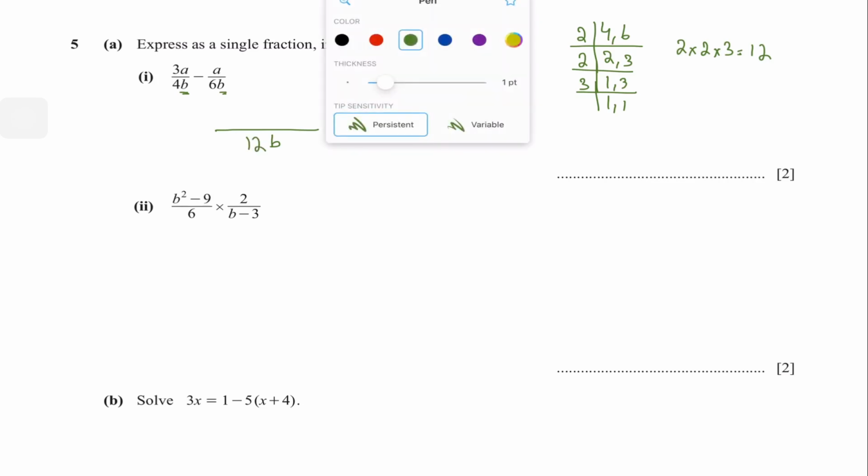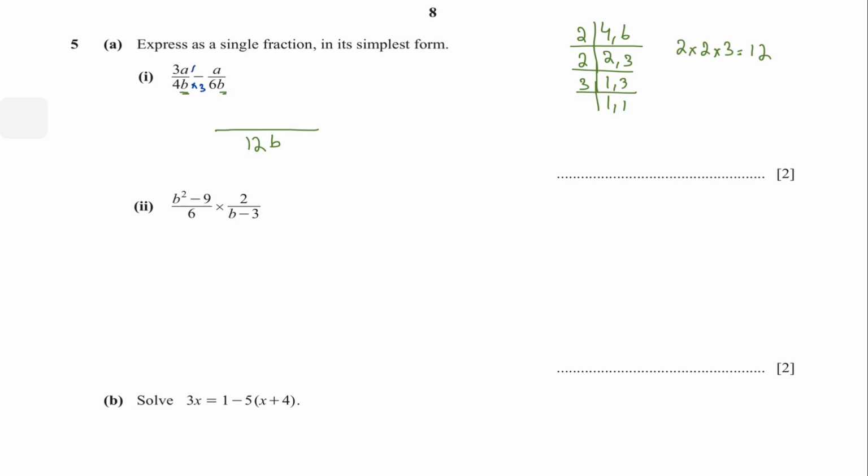Now in order to turn 4b into 12b, we'll have to times it by 3. That means we'll have to times the numerator by 3 as well. So that's going to give us 9a. And then in order to turn 6b into 12b, we're going to have to times it by 2. So we're going to have to multiply the numerator by 2 as well. So that's going to be 2a.